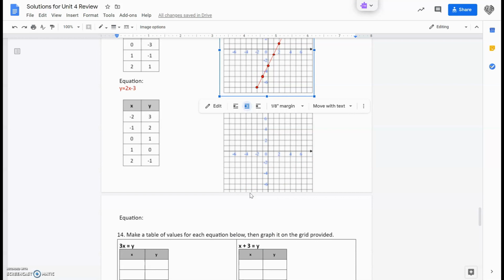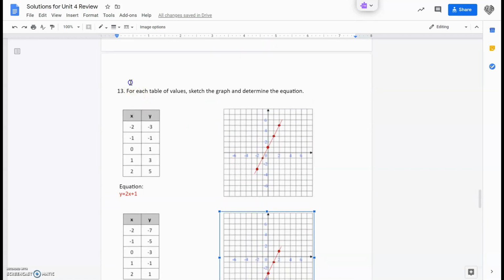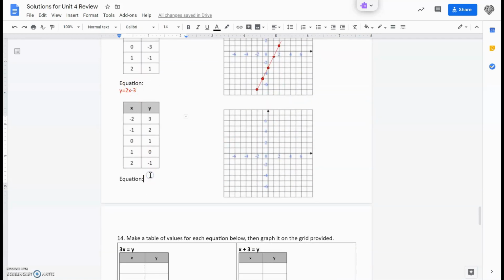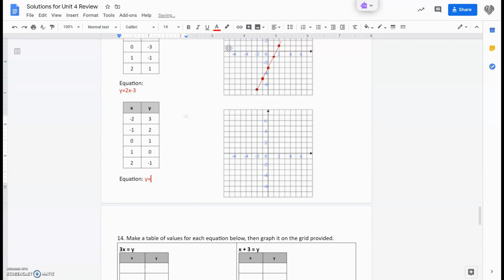And the last one for this problem, we have x is -2, y is 3; -1 and 2; 0 and 1; 1 and 0; and 2 and -1. We've moved down a little bit here. Let's see if we can fix that up. So my equation for this one will be y equals, it looks like we're decreasing: 3, 2, 1, 0, -1.